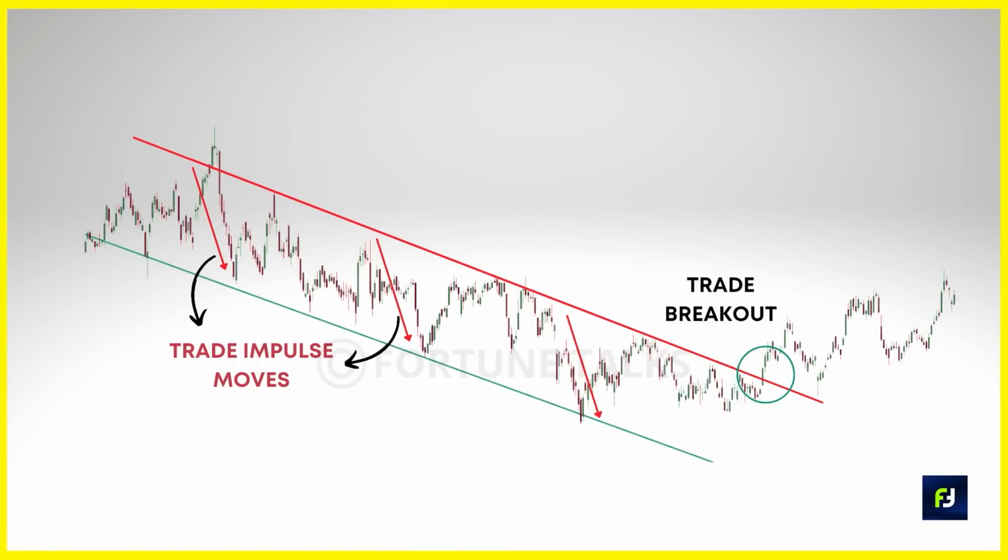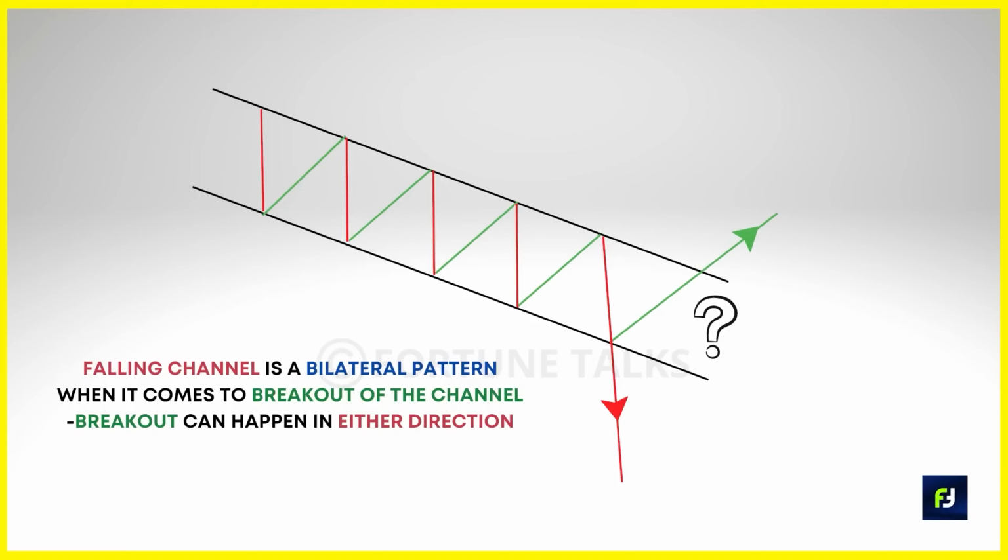You can either take breakout trades when the price breaks out of the channel, or you can trade the impulse price swings in the direction of the existing downtrend from the trend line. When it comes to breakout trading, the falling channel line is a bilateral pattern, indicating that breakout can happen in either direction. But same as before, the slope of the channel to some extent gives us the information on whether it will be a breakout or a breakdown.